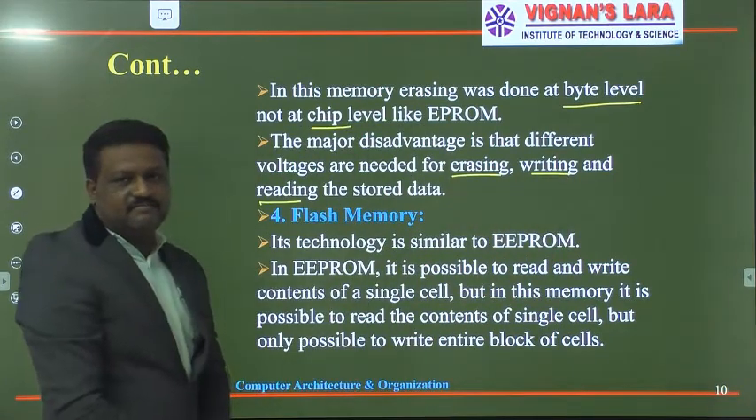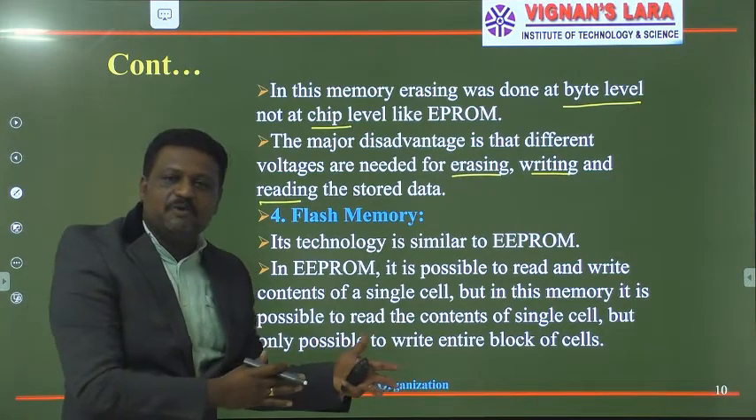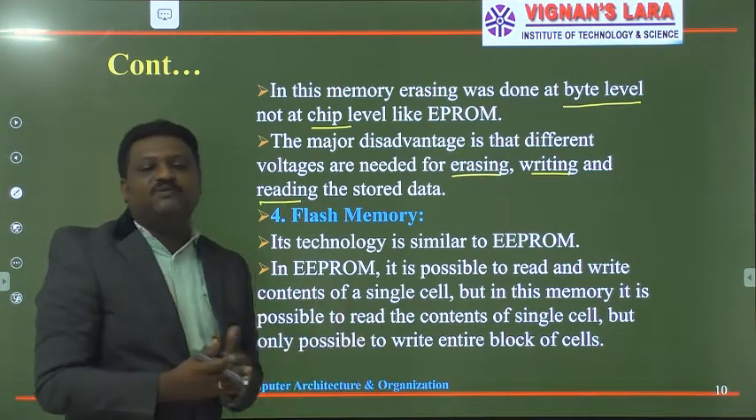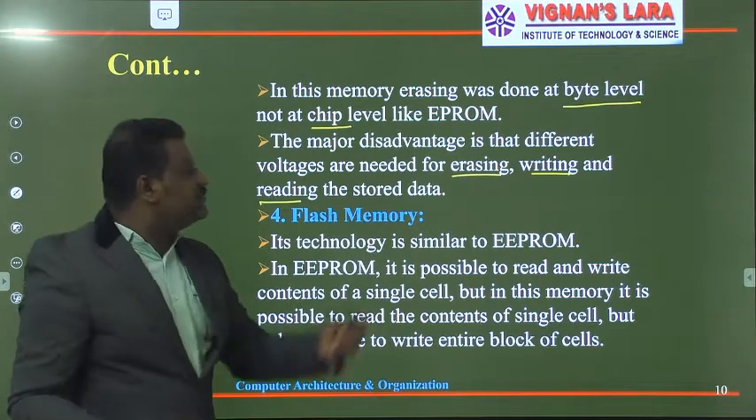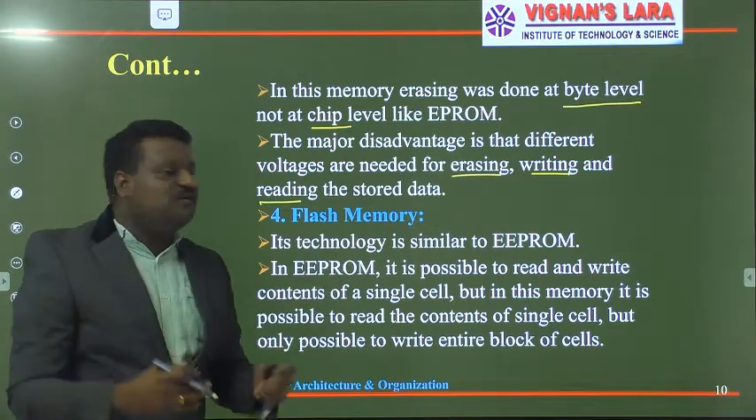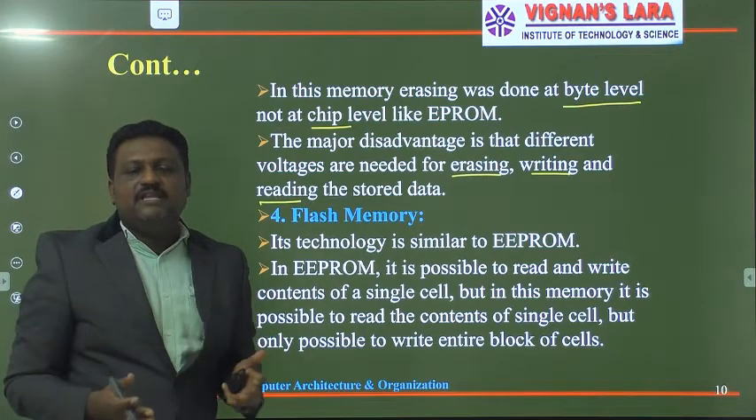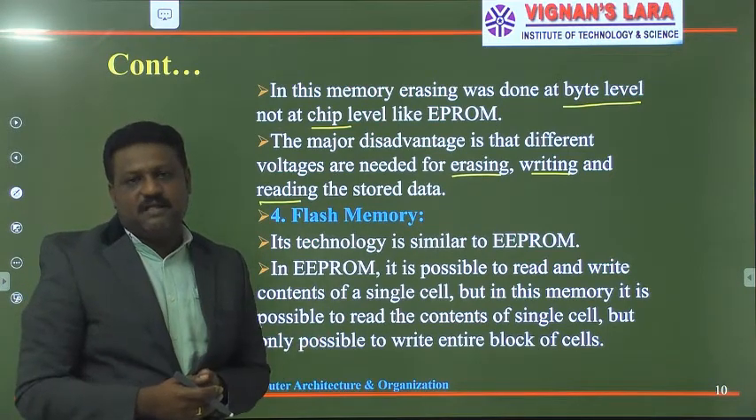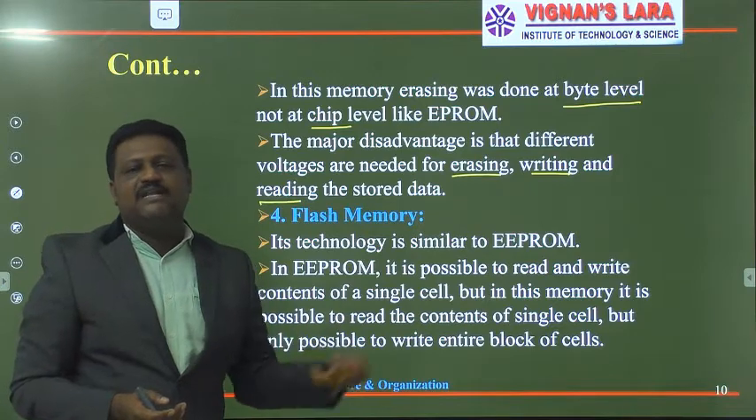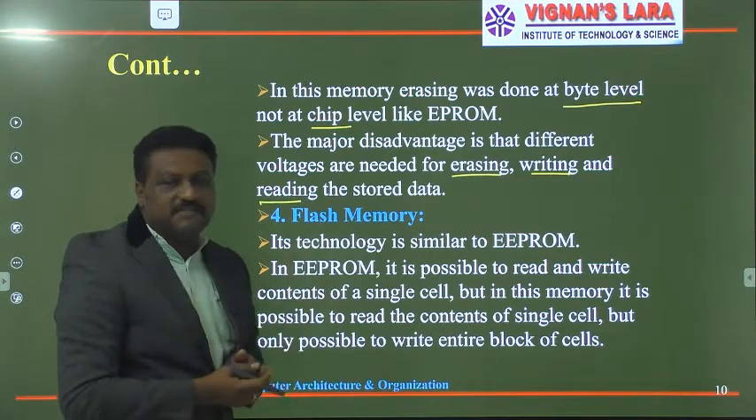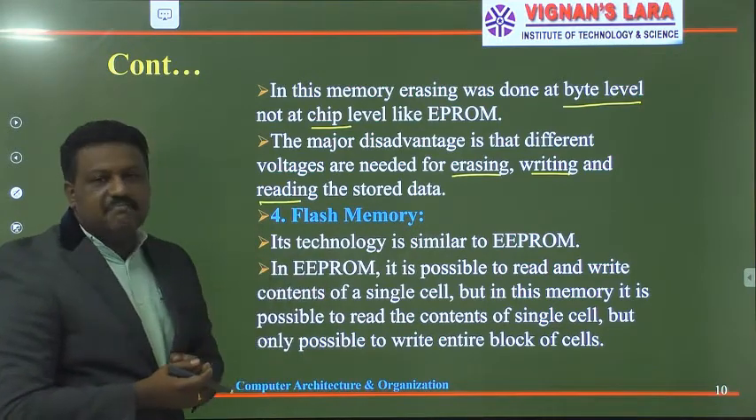What's the problem with this EEPROM? I have to use different voltages. One voltage is for erasing, another voltage is for writing, and another voltage is for reading. That means I need three different voltages: one for reading, one for writing, and another one for erasing. This is a major problem with this. And here erasing was done at byte level.